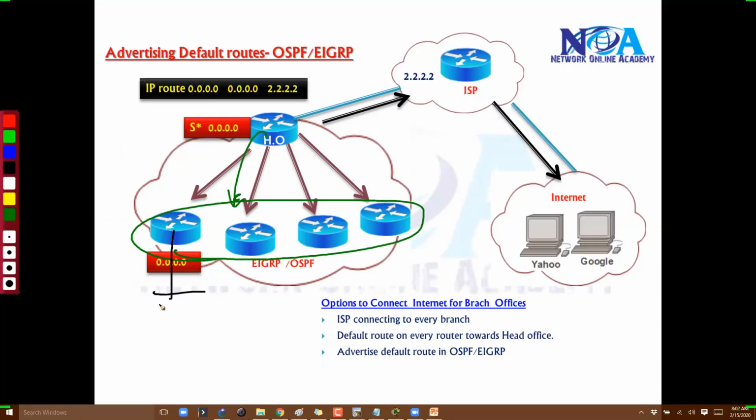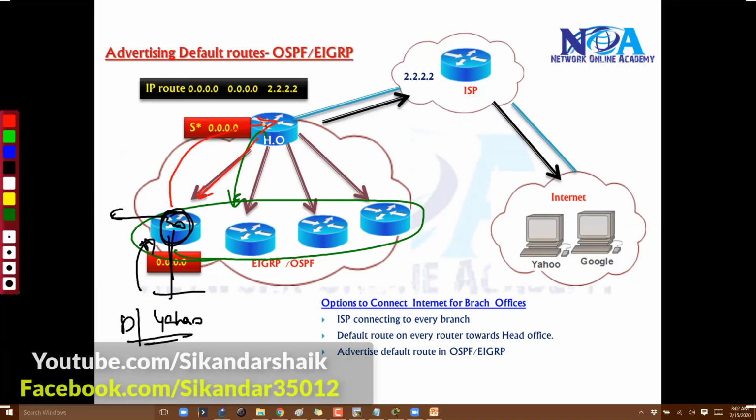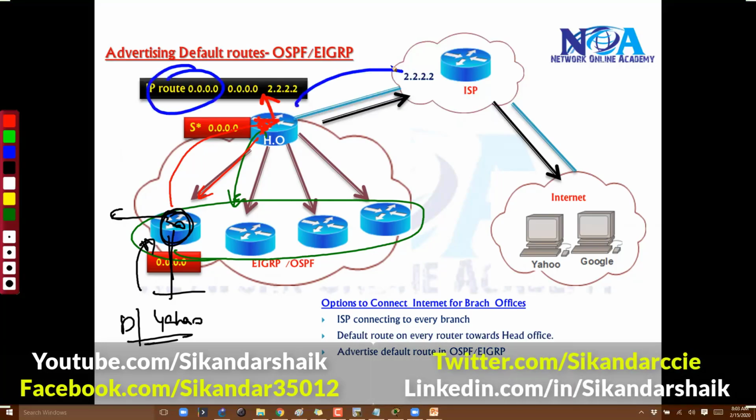So now if this user wants to go to Yahoo, that's my destination, it simply sends the packet to the router, and the router says, I have a default route coming from the head office, so I'll simply send the packet to the head office. And that head office has a static default route configured, which will take you to the destination.